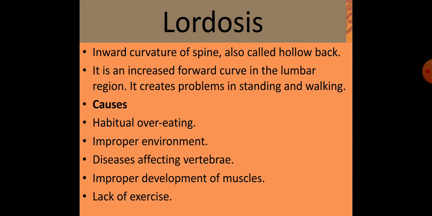Habitual overeating. So obesity is another cause of lordosis. The belly comes forward and then the back becomes hollow from the waist region. Improper environment, if we do not have a healthy environment. Diseases affecting vertebrae, if vertebrae of the lumbar spine are affected due to any disease. Improper development of muscles, the muscles of the lumbar region are not developed properly. And lack of exercise.